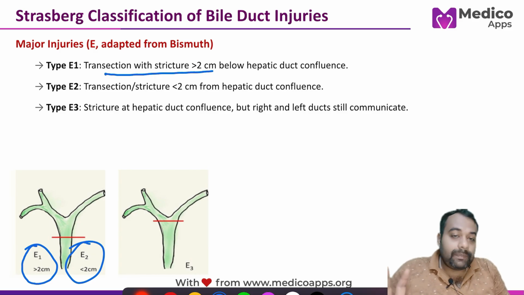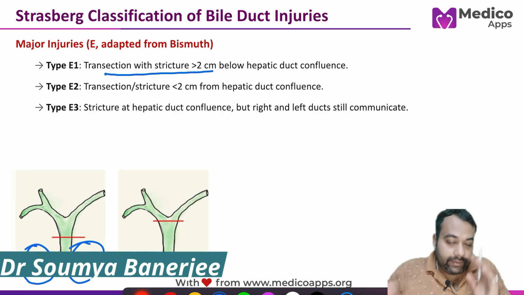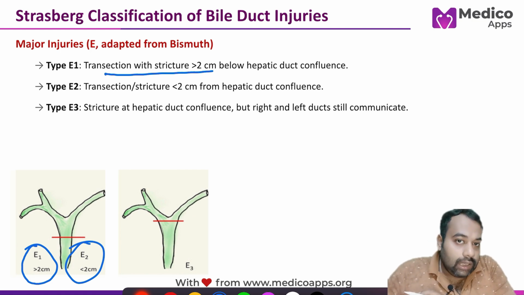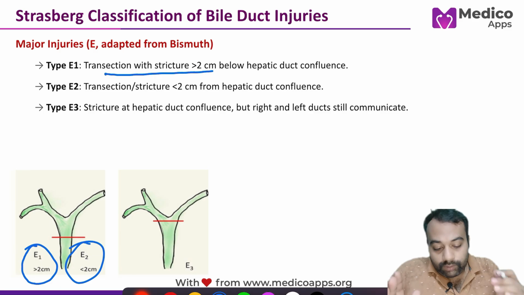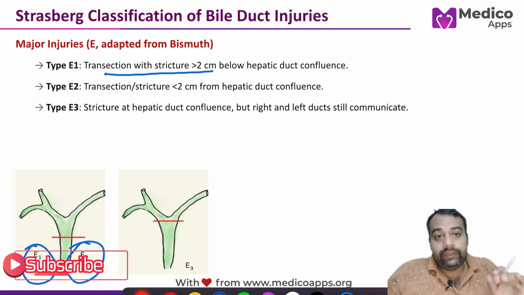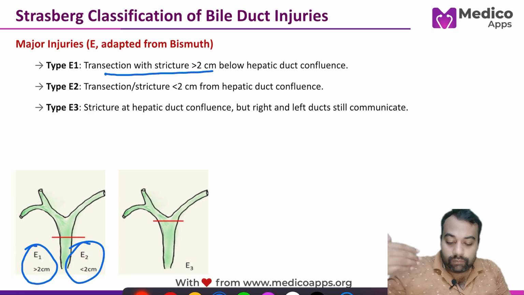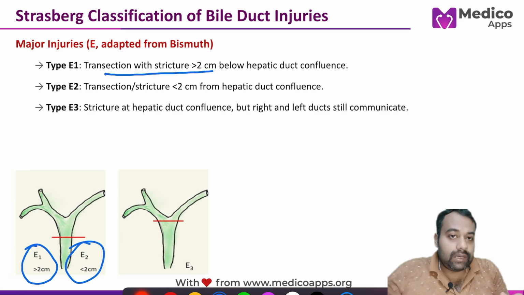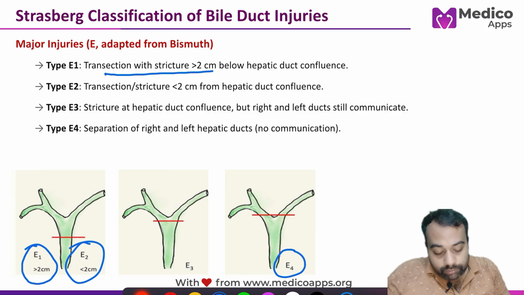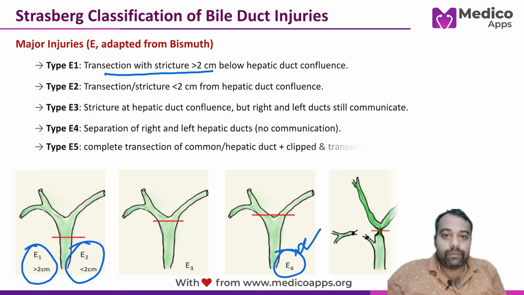Now your E3. Your E3 is basically the stricture at the level of the confluence. But as a result of this injury, there is still a communication between the right and left hepatic duct. So the injury is at the level of the confluence, but your right hepatic duct and left hepatic duct are still communicating with each other. But when the injury is at the confluence and these two, right and left hepatic duct, do not communicate with each other, in that case it is going to be your E4. It is going to be your E4.